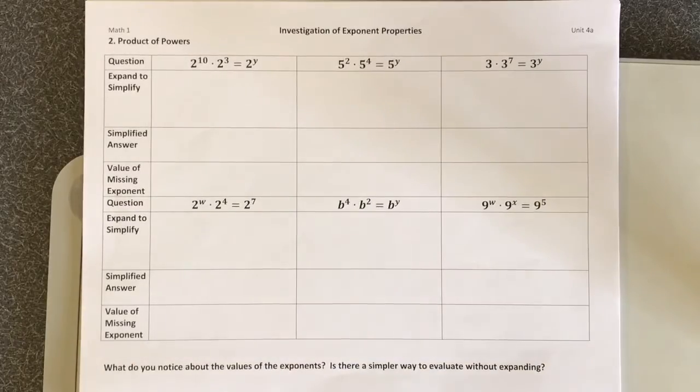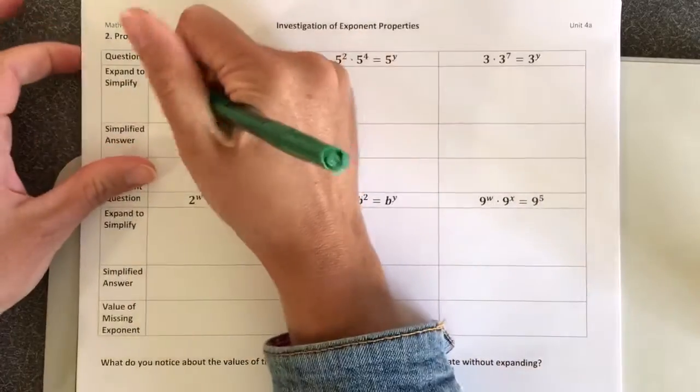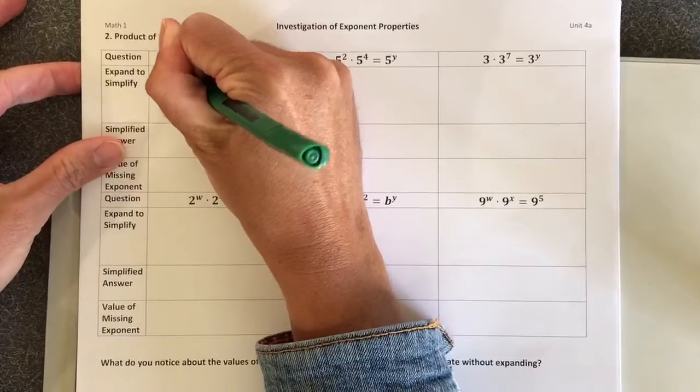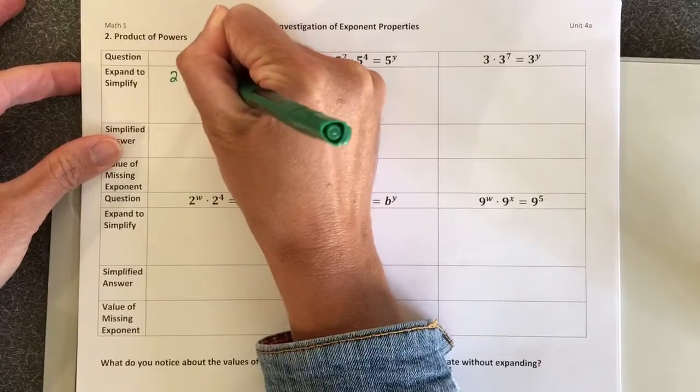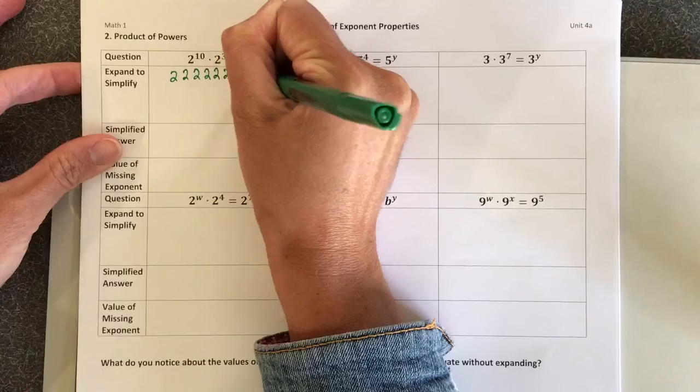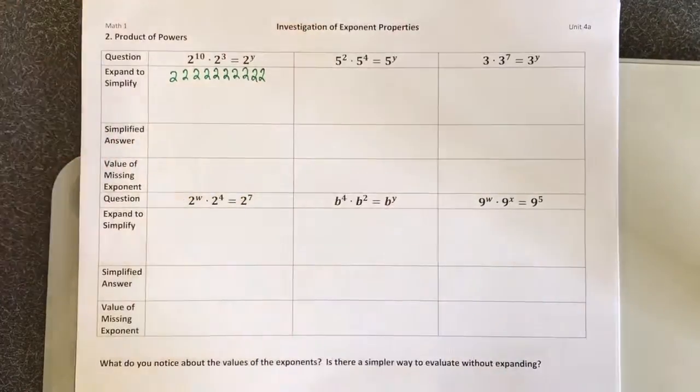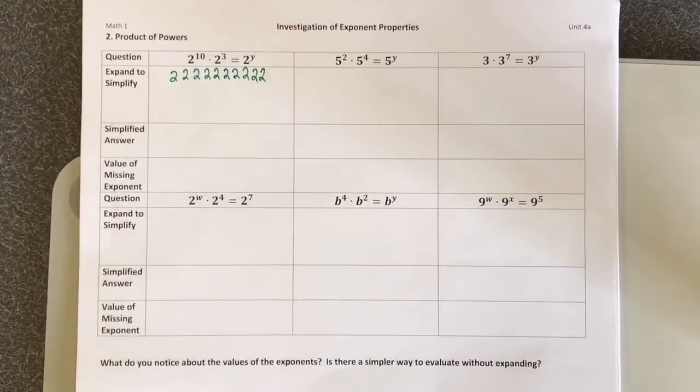So I have 2 to the 10th. So I have a total of 10 2's. And then I'm timesing it by 2 to the 3rd. So now I've got 3 more 2's.